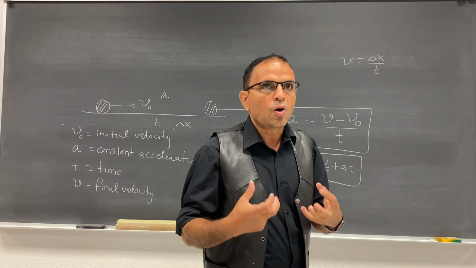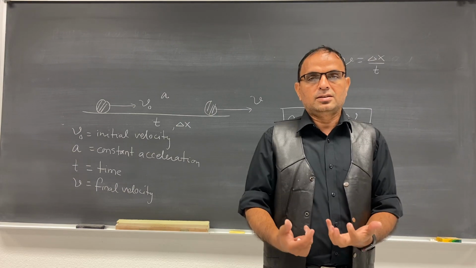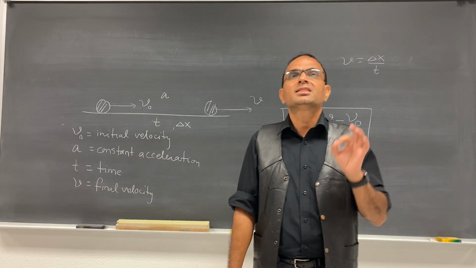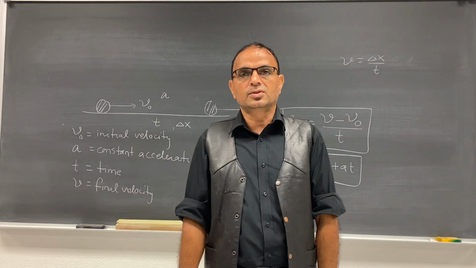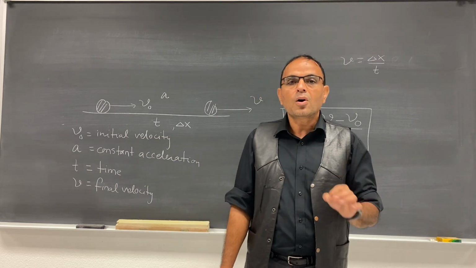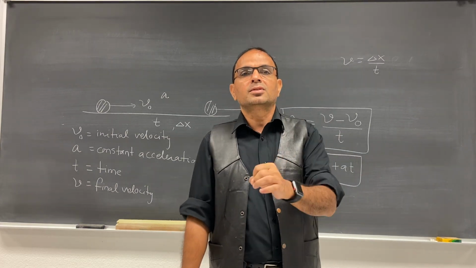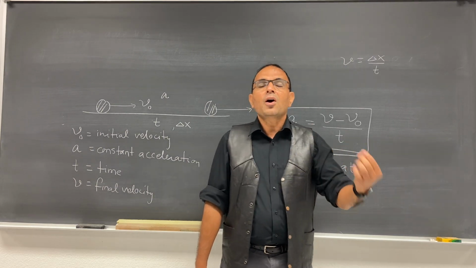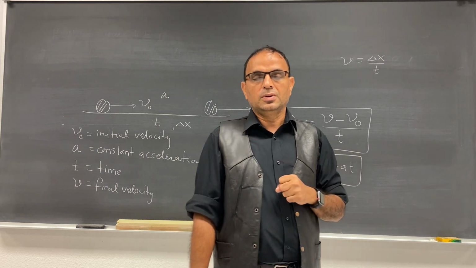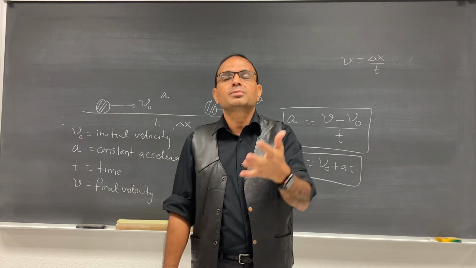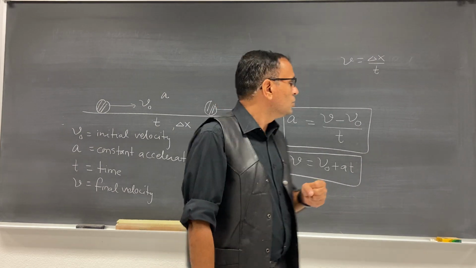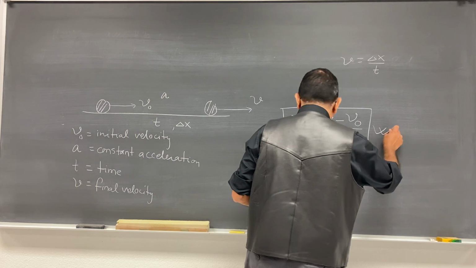Sometimes the question says: if the object starts from rest, what is your initial velocity? In that case, your initial velocity is 0. And if the object comes to rest, what does that mean? Your final velocity is 0. If the object comes to a stop, that means final velocity is 0. So you need this formula, okay everyone, don't forget.